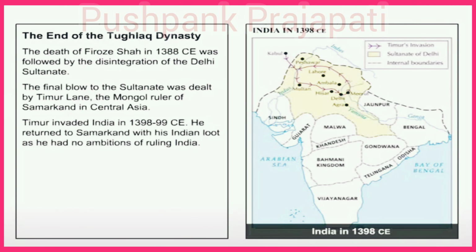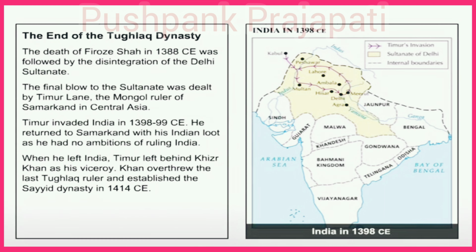Timur invaded India in 1398-99 CE. He returned to Samarkand with his Indian loot as he had no ambitions of ruling India. When he left India, Timur left behind Khizr Khan as his viceroy. Khan overthrew the last Tughlaq ruler and established the Sayyid dynasty in 1414 CE.